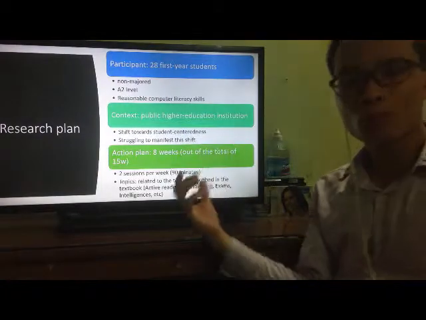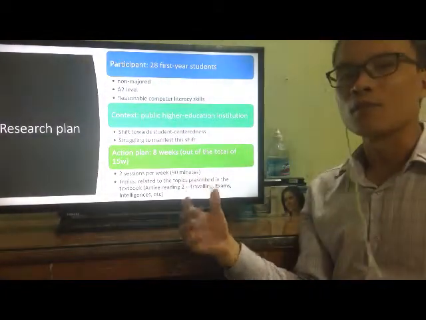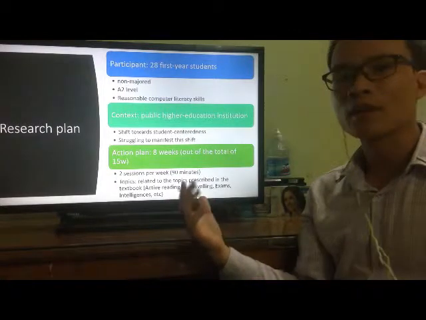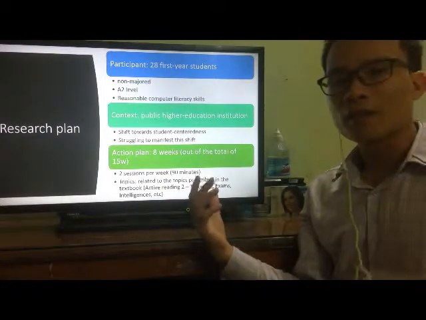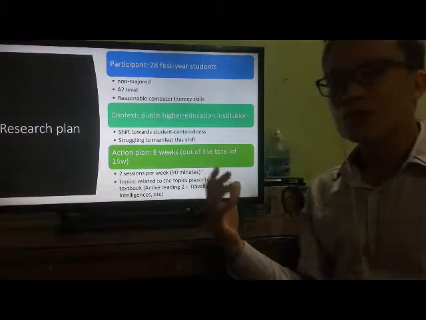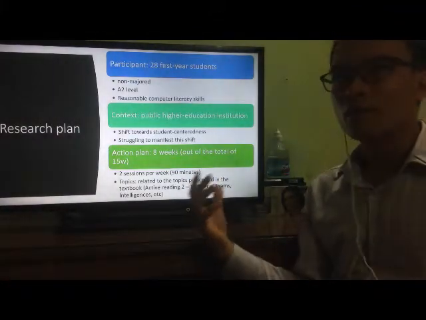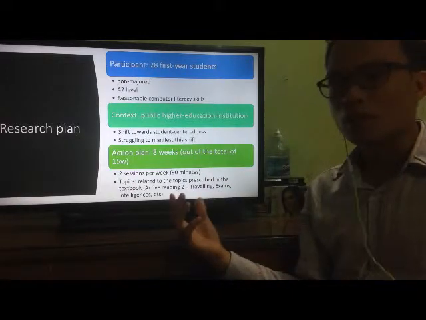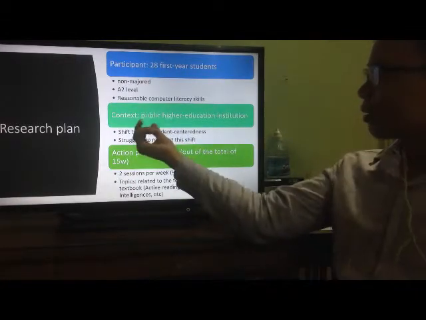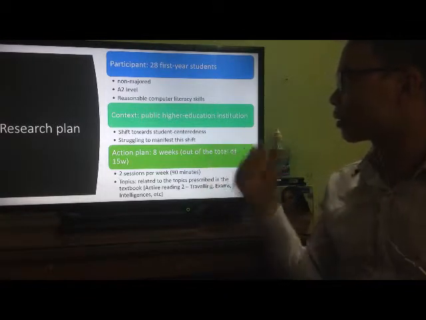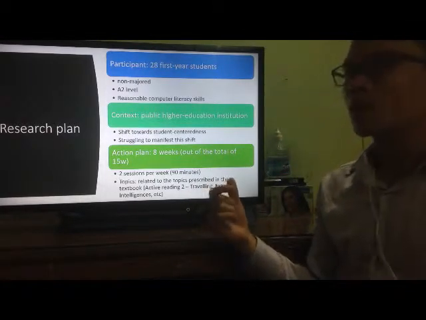Now, this is a very important aspect, because in order for a webquest to really take effect and have the desired effect in the classroom, the students need to be able to use a computer and also have basic internet searching skills. The context where I'm going to implement the innovation is a public higher education institution.